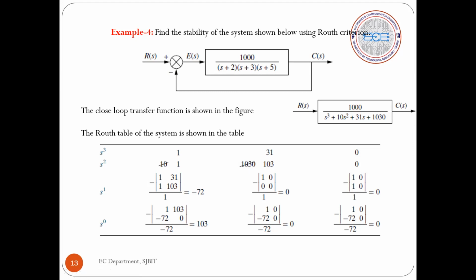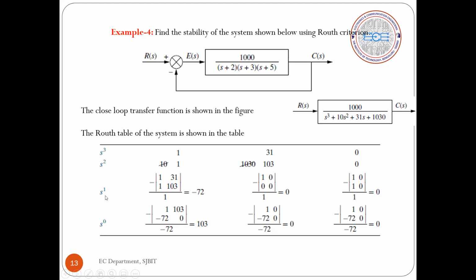Now 1030 and 10 are huge numbers, so you can take a common factor out and cancel. You can divide this entire row. In the Routh-Hurwitz table, any row can be divided by any constant, which does not affect the stability of the system. So here we divide the second row by the constant 10. The first element of the second row becomes 1 and the second element becomes 103. We are just trying to avoid bigger numbers because later we have to compute determinants to fill up the Routh-Hurwitz table.